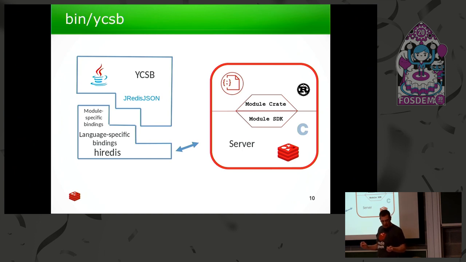And then you have the remaining code base written in Rust, talking to this module crate, which then in turn talks to the module SDK, which in turn talks to the server internals. By the way, this is RedisJSON 2. The first implementation called RedisJSON was written in C, as we can see in a couple of minutes when I'm going to go through the performance aspects between these two code bases.